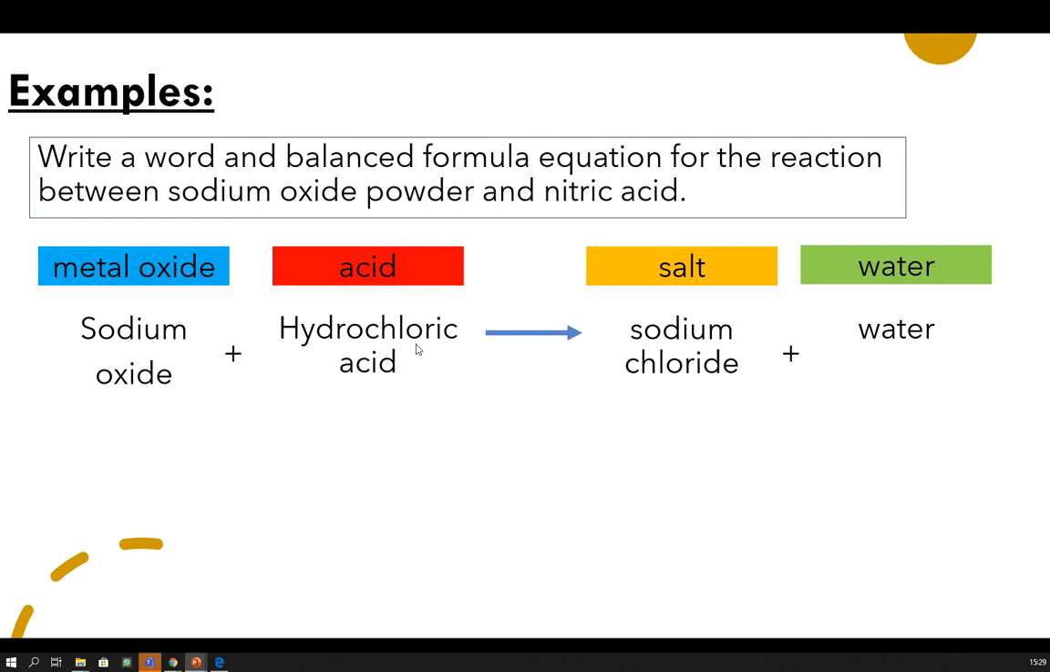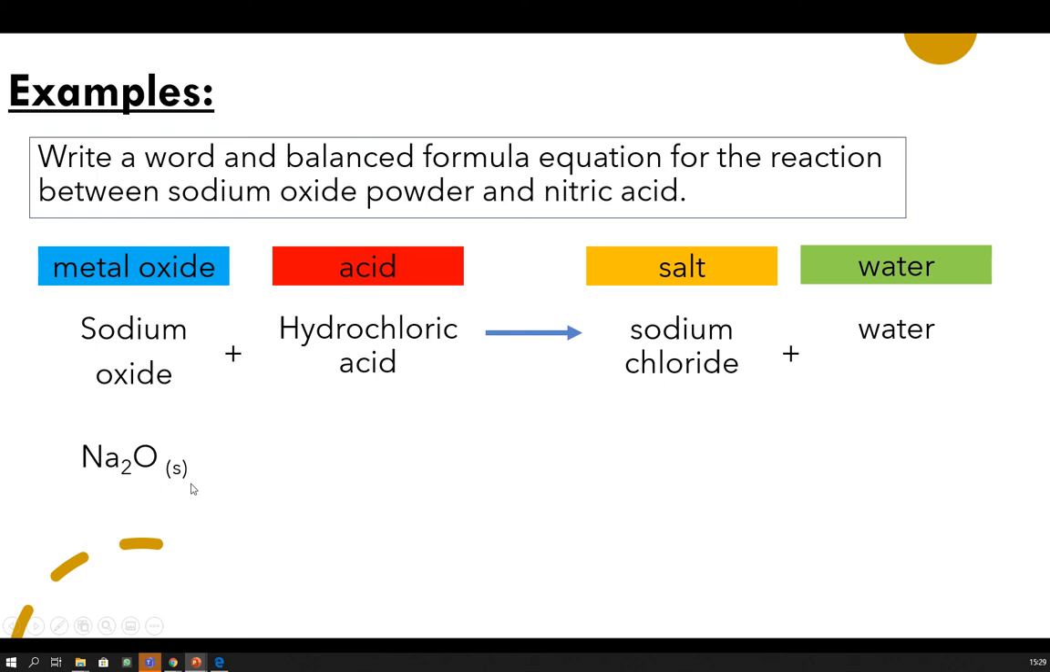To then write the balanced formula equation, the first thing you need to do is to work out the formula for sodium oxide. So this is where you're going to use your valency rules. So we've got sodium with a valency of 1, oxygen with a valency of 2. So when we swap those numbers over, we can't simplify them, we're going to write it down as Na2O. I'm going to put the state symbol S because in the question it told us we've got sodium oxide powder. So the S tells us that this is a solid state, in other words, a powder.